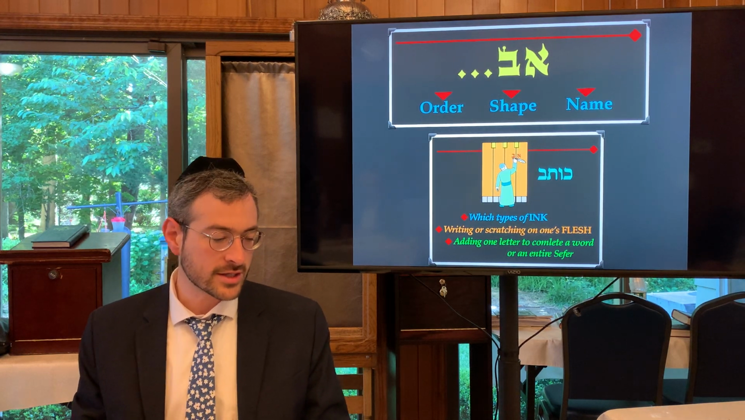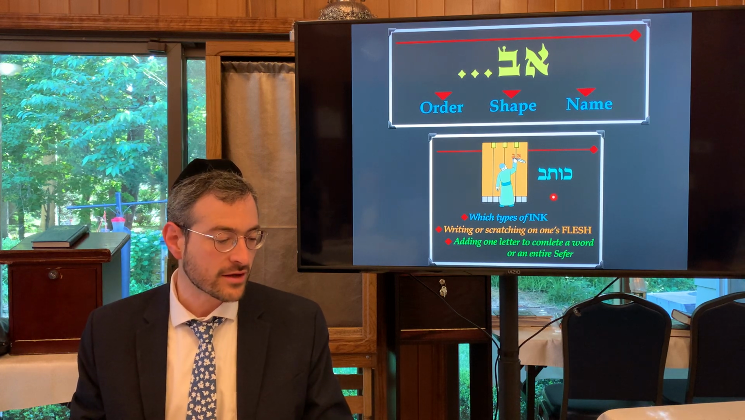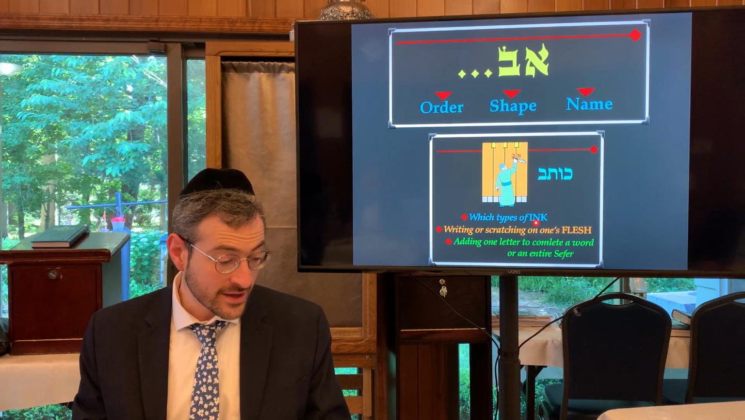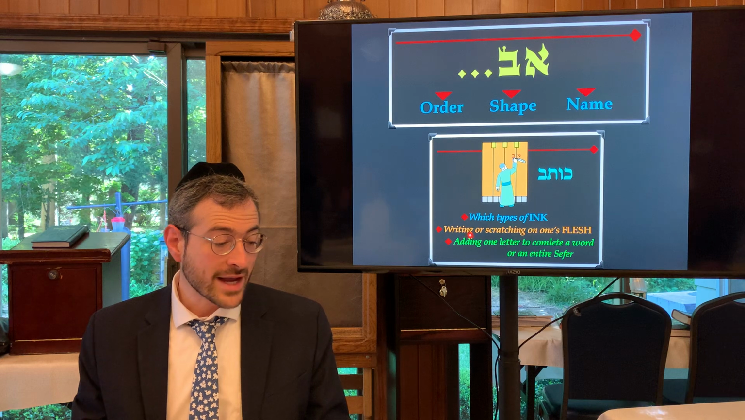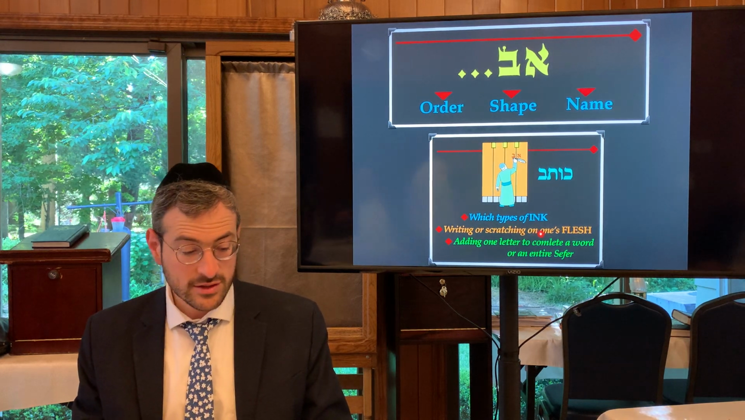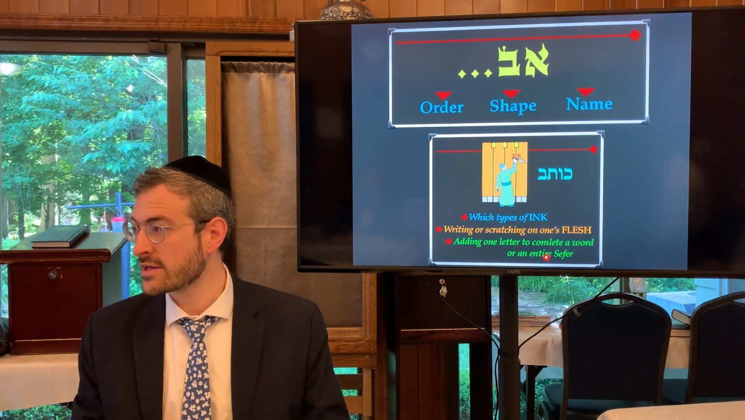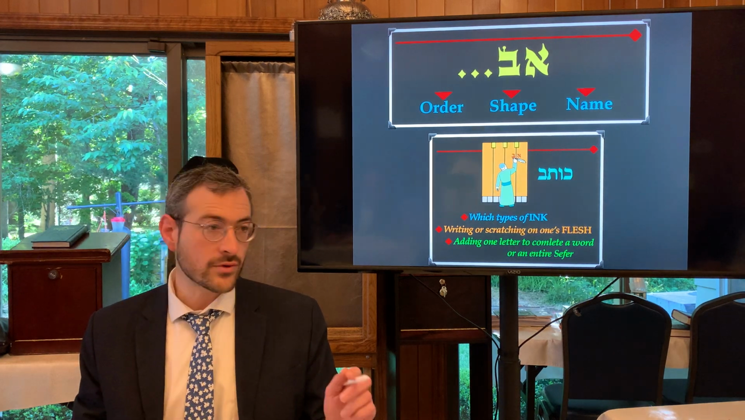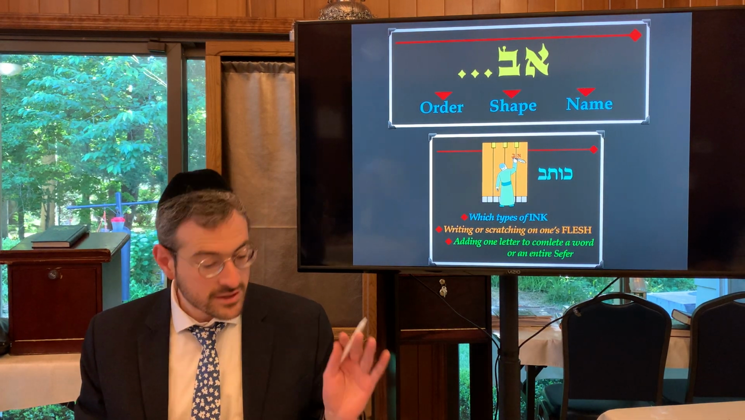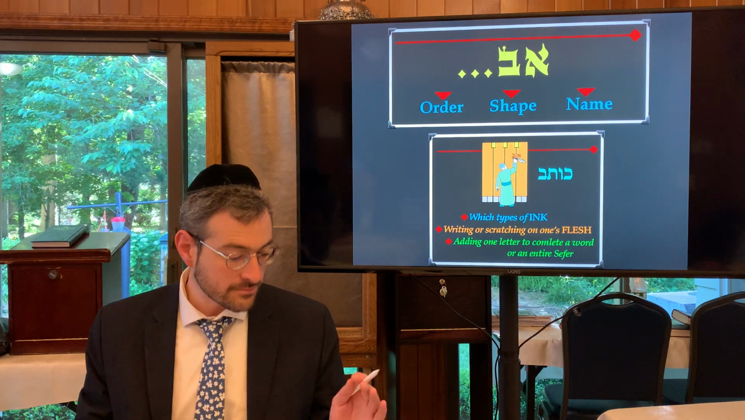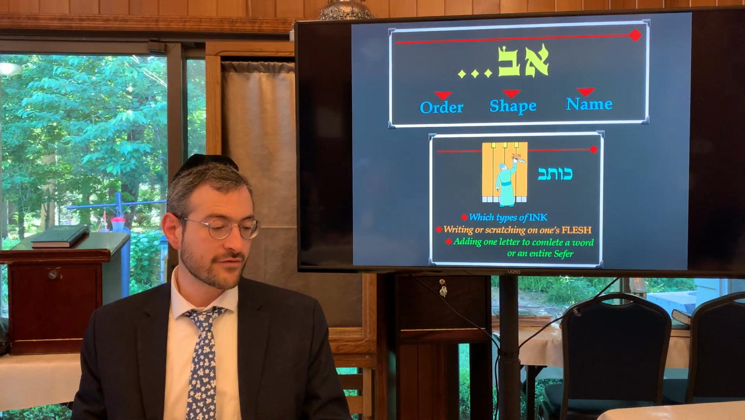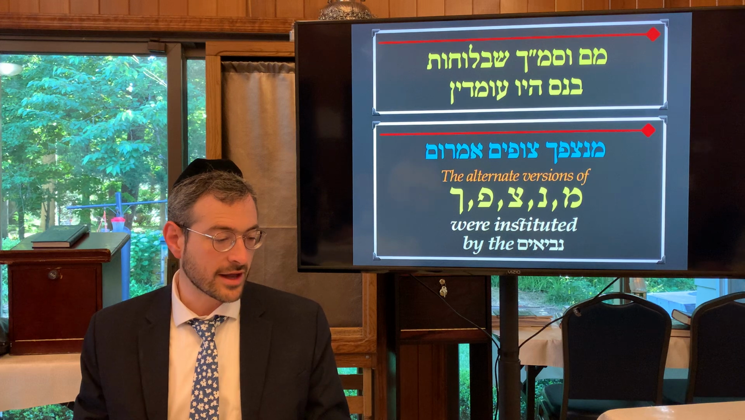Additionally, on Amud Beis, we're going to continue with the previous Mishnayos of the Malacha of Kaisev, regarding which type of ink you are liable for, writing or scratching on one's flesh, and adding one letter to a complete word or an entire sefer, where everyone might agree that even though it's only one letter, you're chayav, since it's completing a word or completing the sefer Torah.